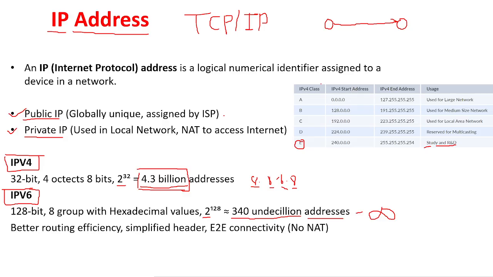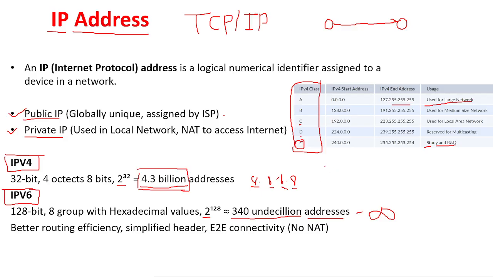By the way, these are the generic classes that are defined in IPv4 address. The class A octet starts from 0.0.0 to 127 in this address, and it is used for large networks. Second, class B is used for medium size networks. Third, class C is used for local area networks, that is LANs. And class D is reserved for multicasting.